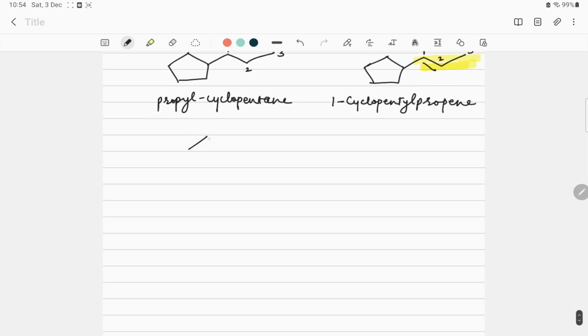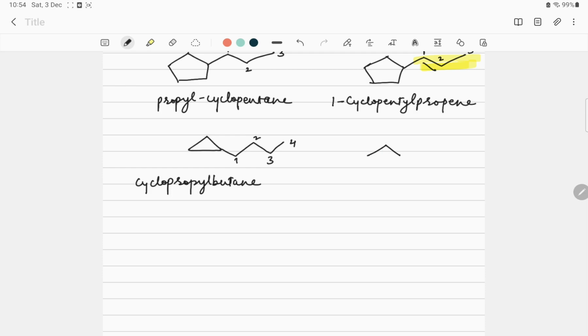Now, say for example, if the compound is this. One, 2, 3, 4. Side chain containing a greater number of carbon atoms. So, what will be the parent here? Side chain will become the parent and the cyclic compound will be the substituent. So, what is it going to be? It is cyclopropylbutane.